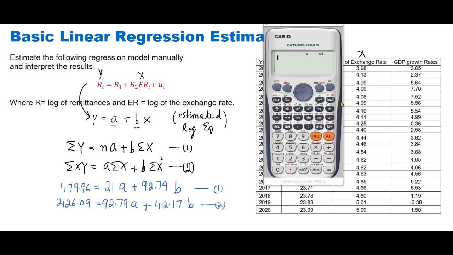With the help of a calculator, press mode, equation is at 5, and this is the first equation here. So plug in the values. Okay, sorry, the first value is this a, so 21, then this b, 92.79, and then this constant here, 479.96. Put the values from the second equation. It is 92.79, 412.17, and 2126.09.